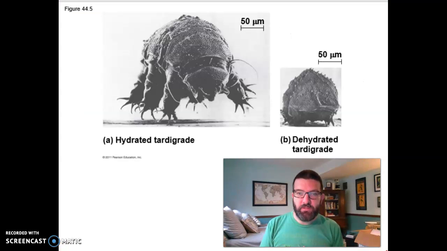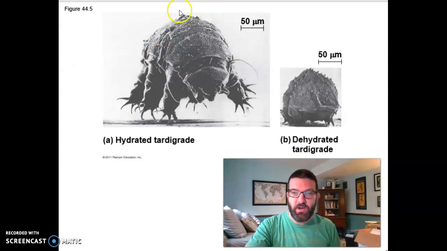One excellent example of an organism that does this is the tardigrade or water bear. This is how they look when they're hydrated. This is their anhydrobiotic state when they don't have water around. They're very, very, very cute when they are hydrated.